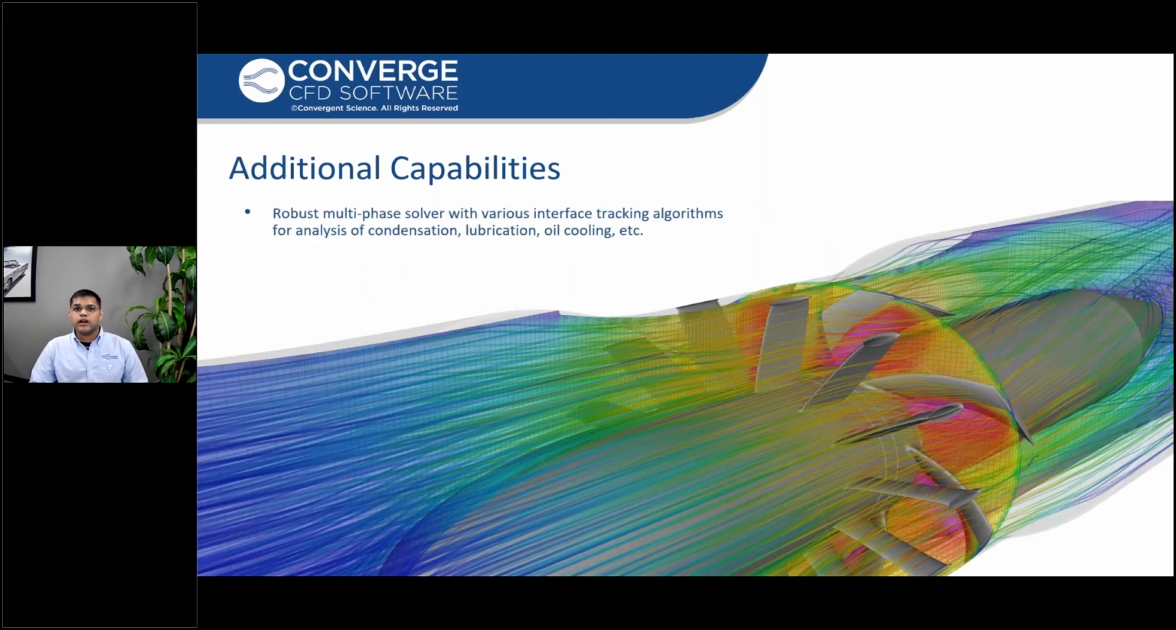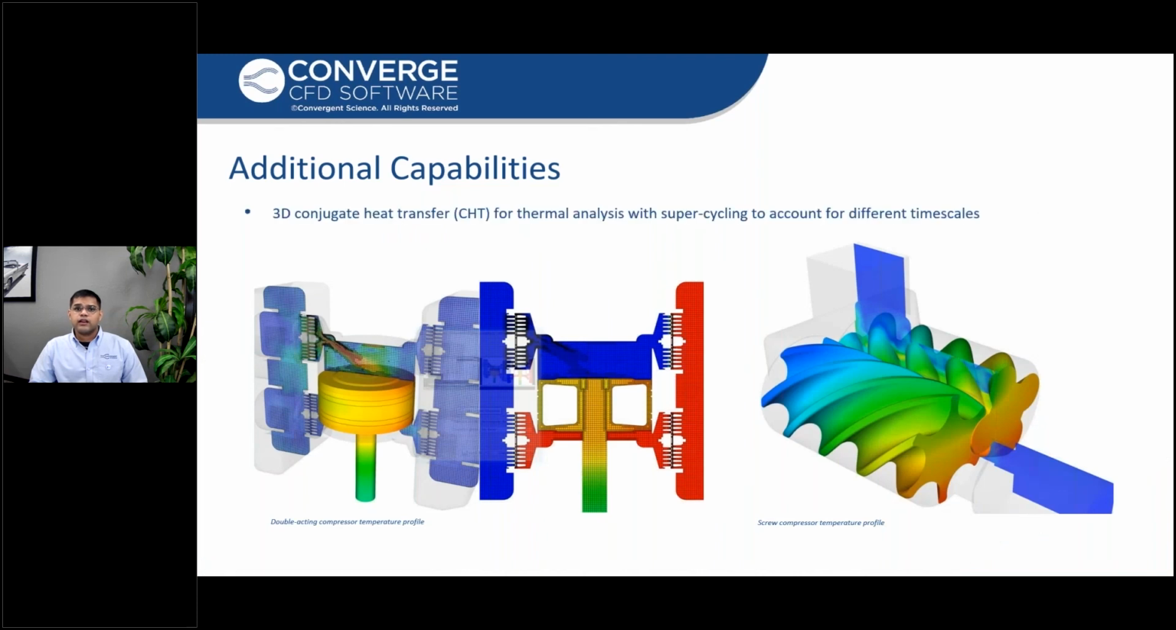We also have a very robust multi-phase solver with various interface tracking algorithms. This is especially helpful for analysis of compressor condensation, lubrication, or oil cooling. We also have full 3D conjugate heat transfer capabilities for thermal analysis, and this is coupled with our super cycling feature, which accounts for the different time scales between the thermal physics and the fluid physics. It gives us a pretty robust way to do thermal analysis while also optimizing the time required for doing so.